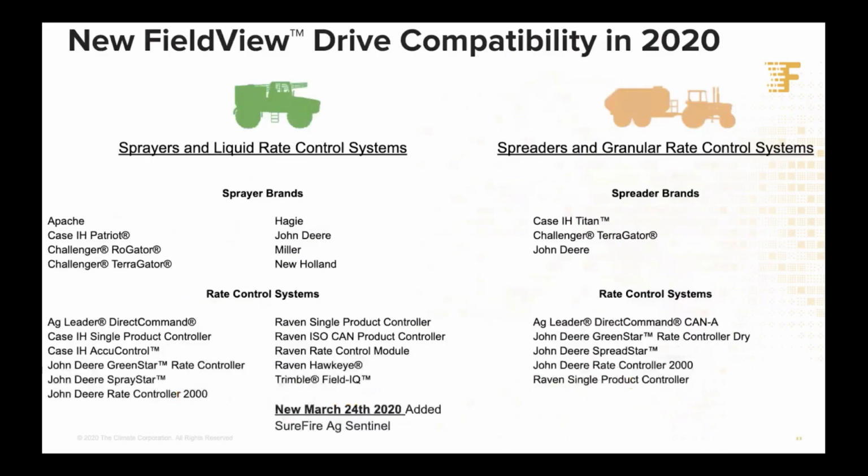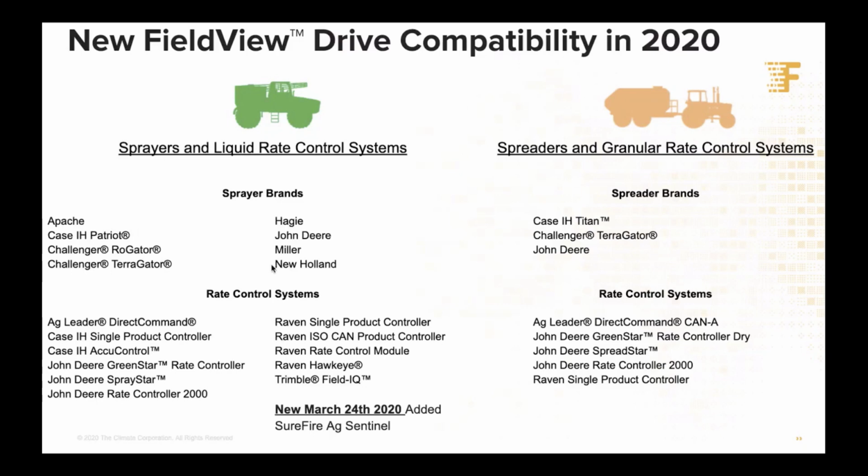So as we move ahead, a couple more slides here, and then we're actually going to go to the app live. I want you folks to realize that the spraying and application granular rate control systems are a little bit different than the compatibility on the planting and harvest. If you look up here, you're going to see some names that you may not have seen before. So Apache, Hagie, Miller, maybe the Rogator and Terragator. We're pretty familiar with John Deere, Case IH, New Holland.